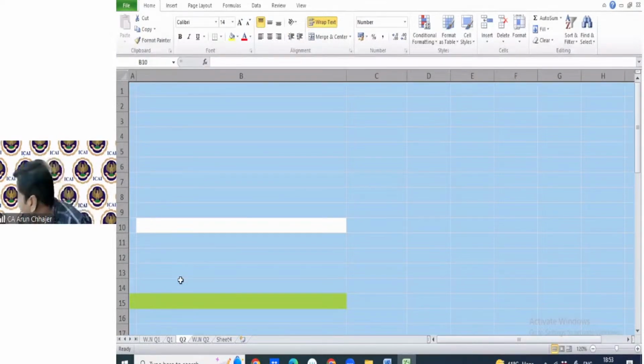We will not calculate 5% of the common ITC to calculate the ITC available. Normally the ITC big question comes for either 9 to 10 marks or sometimes 14 marks. We will not calculate 5% of the common ITC to calculate ITC available.